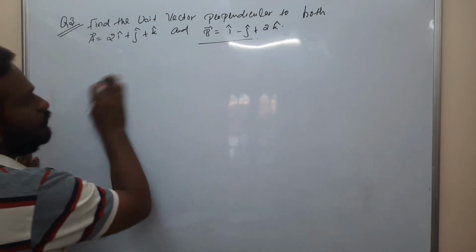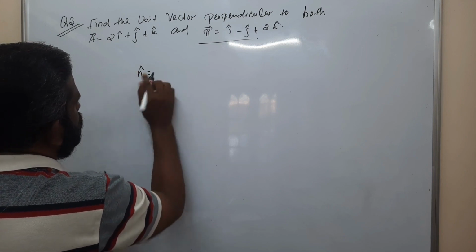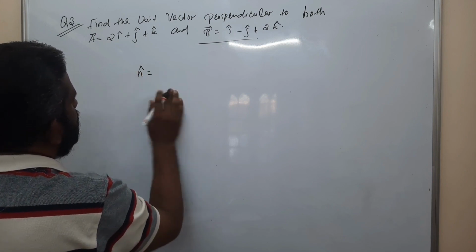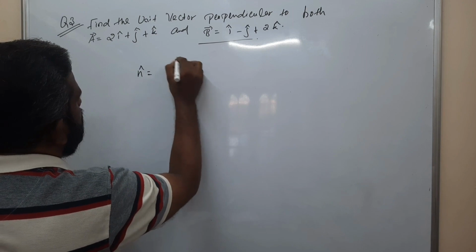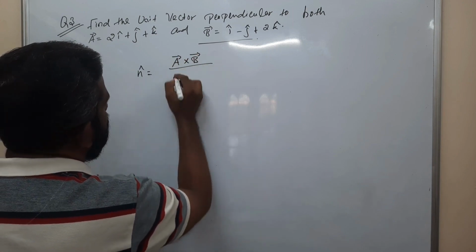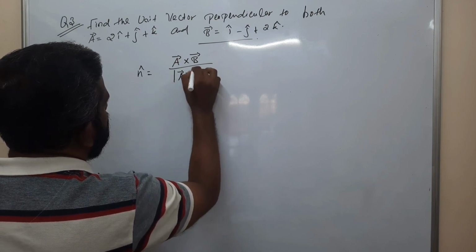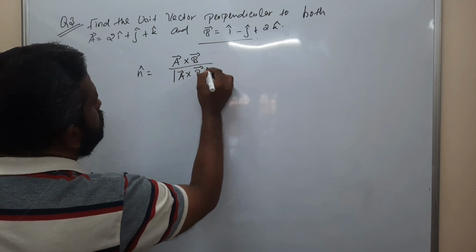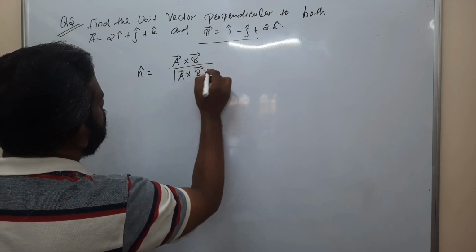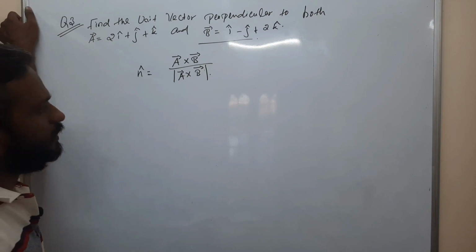So what is the formula to find the unit vector? Unit vector, that is n cap, is equal to a vector cross b vector divided by modulus of a vector cross b vector.